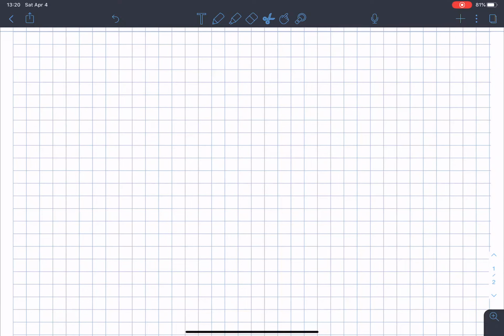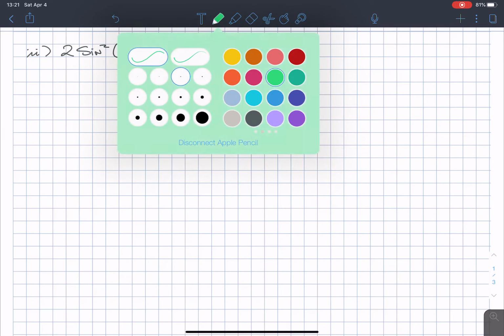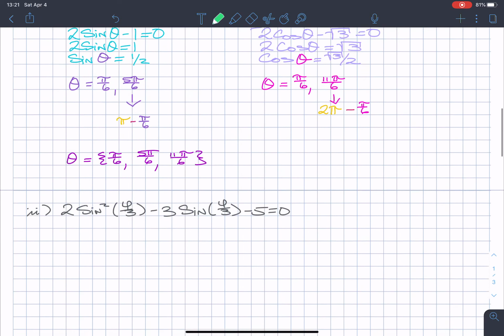Okay, so continuing with 6.4, number 2. We have 2 sine squared of phi over 3 minus 3 sine of phi over 3 minus 5 is equal to 0. So let's rewrite this in green.